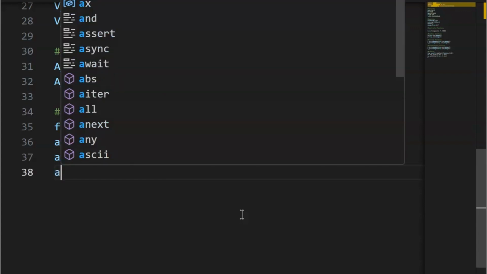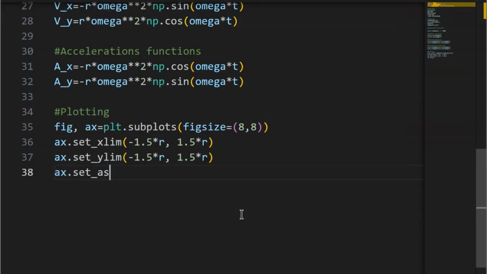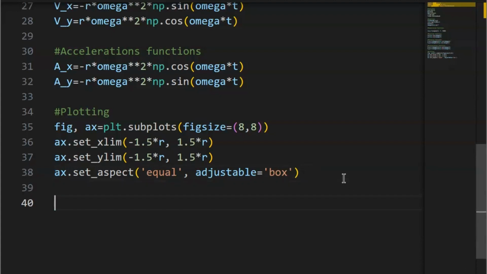Now I'm going to say ax.set_aspect('equal', adjustable='box'). Perfect. We're done with the key plotting aspects. Now we're going to go for plotting the sun and plotting the earth. Alright, so first stop is plotting the sun. For plotting the sun, I'm going to be creating another section. Hashtag plotting the sun.